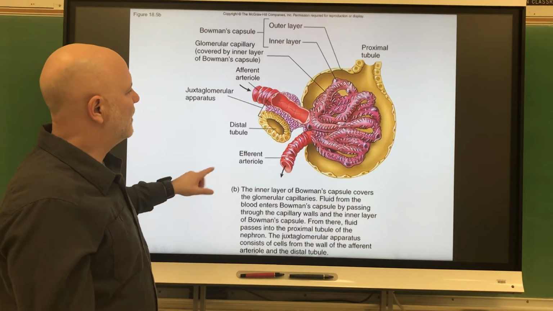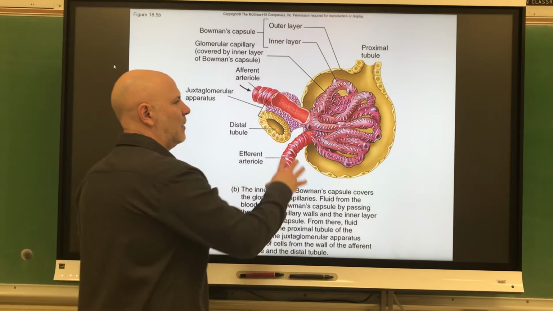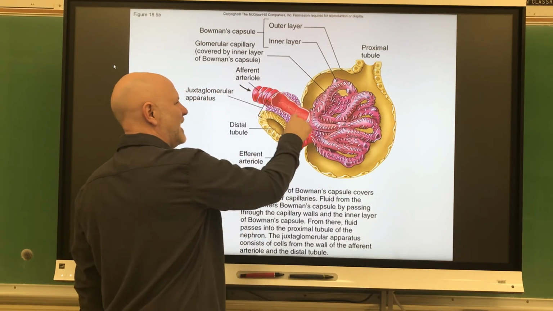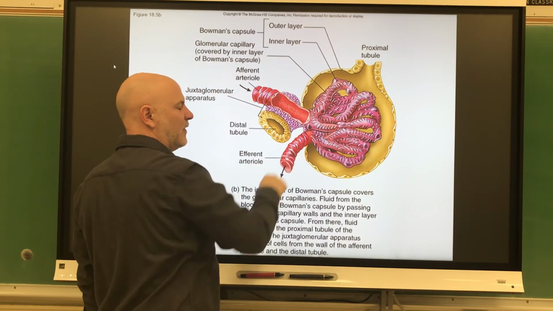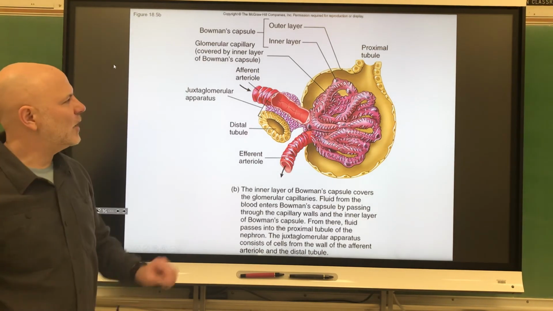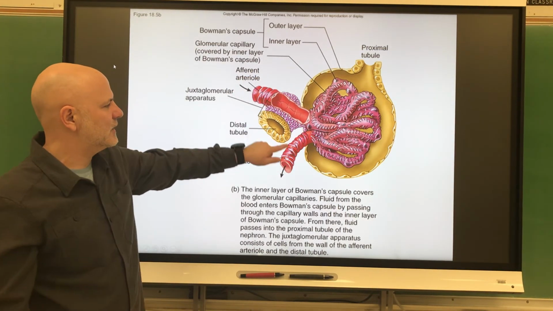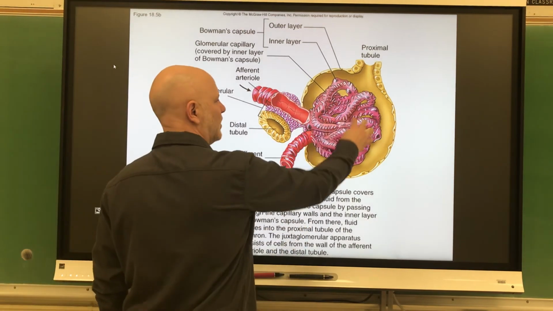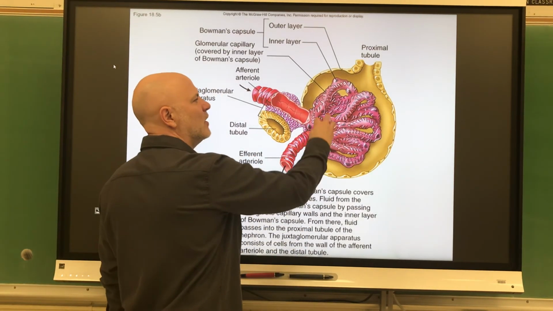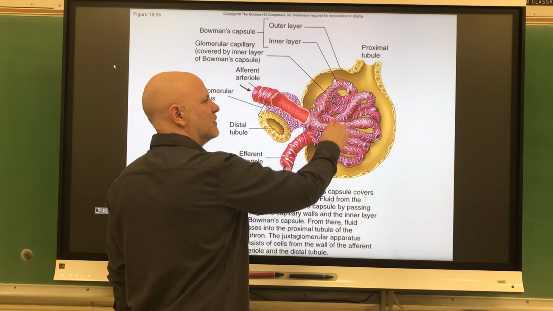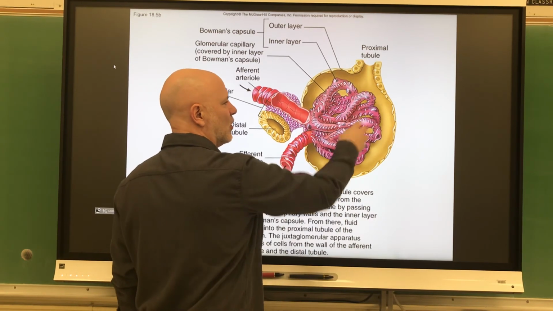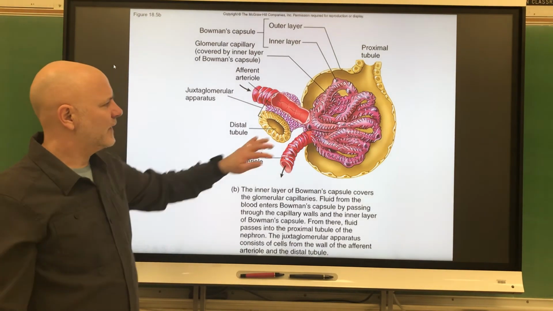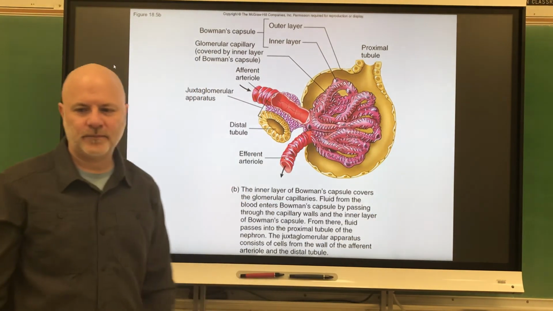If we go to this picture here, this is a blow-up of the glomerulus and the Bowman's capsule around it. Here's the afferent arteriole, here's the efferent arteriole. What you notice is that the afferent arteriole is larger than the efferent. That increases the blood pressure, or hydrostatic pressure, within the glomerulus. So now we're going to shoot more stuff through there. That's going to help us create more filtrate.